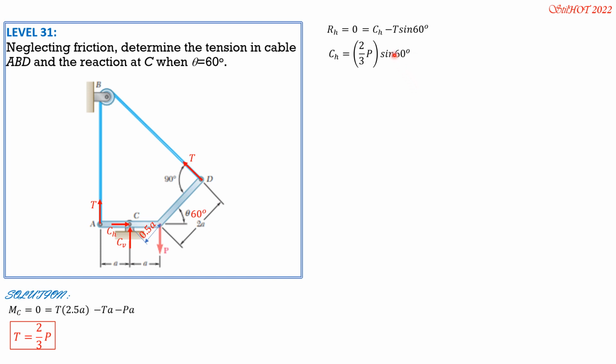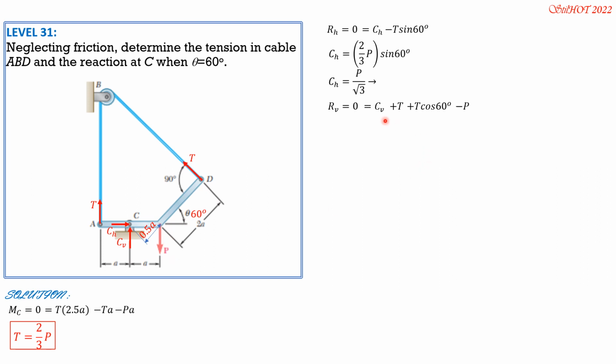And since sine 60 is square root of 3 over 2, CH is P divided by square root of 3, rightward. Then the vertical component of the resultant is 0, and that is equal to CV plus the vertical component of the tension. Remember, this is 60 degrees, so T cosine 60 degrees plus T cosine of 60 degrees, then minus P.